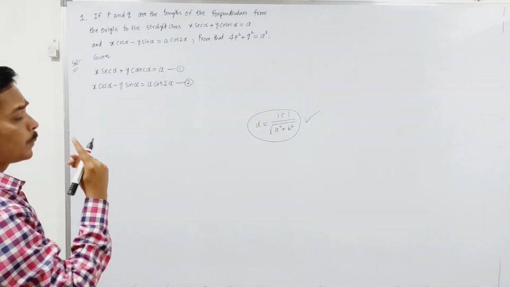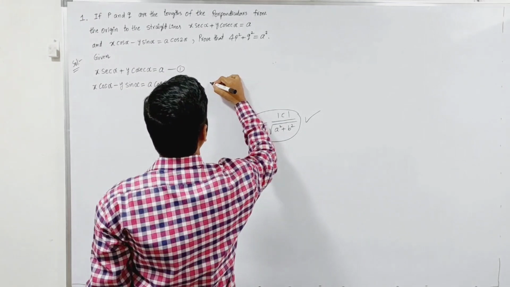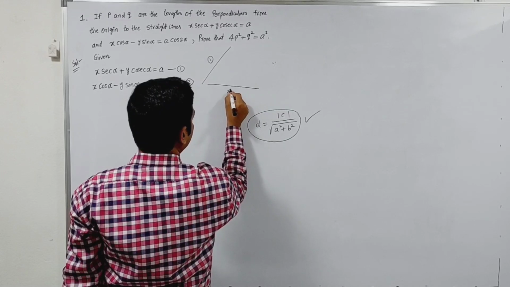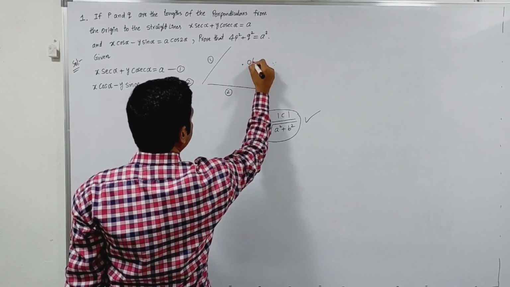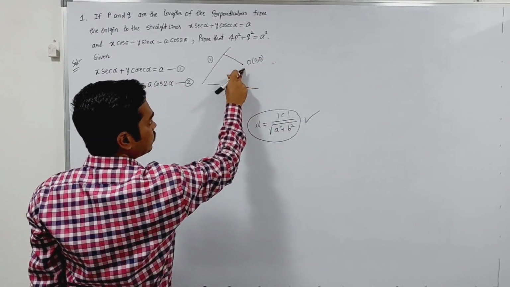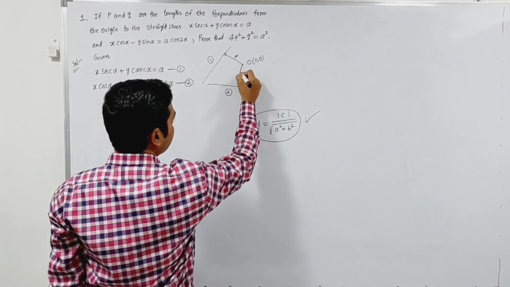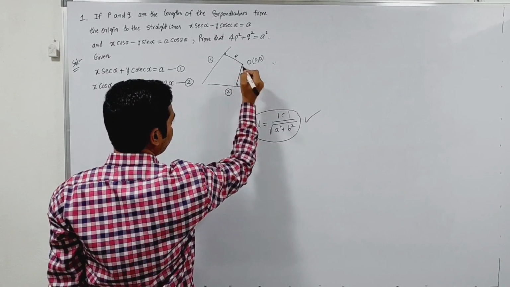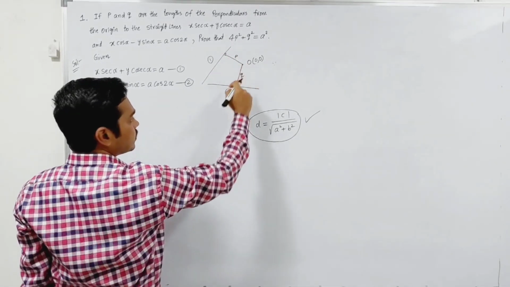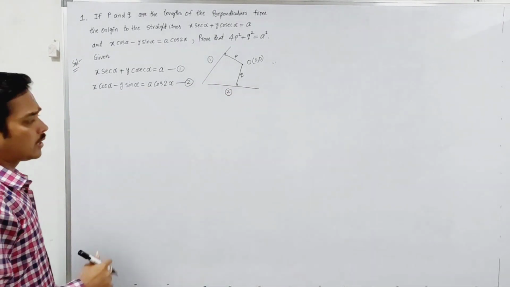In this problem, p is the perpendicular distance from origin to first equation. For example, this is the first equation, equation 1. This is the second equation. This is the origin 0, 0. The distance from origin to first equation is equal to p. The distance from origin to second equation is equal to q. p is the distance between the origin and first line. q is the distance between origin and second line. Now apply this formula. By using this formula, we can find out the p value as well as q value.